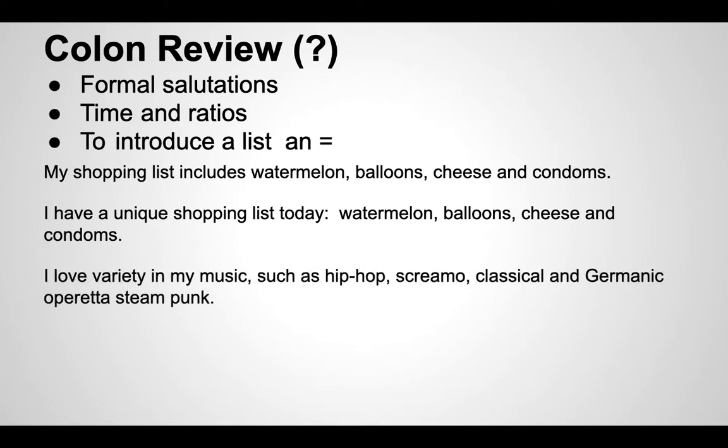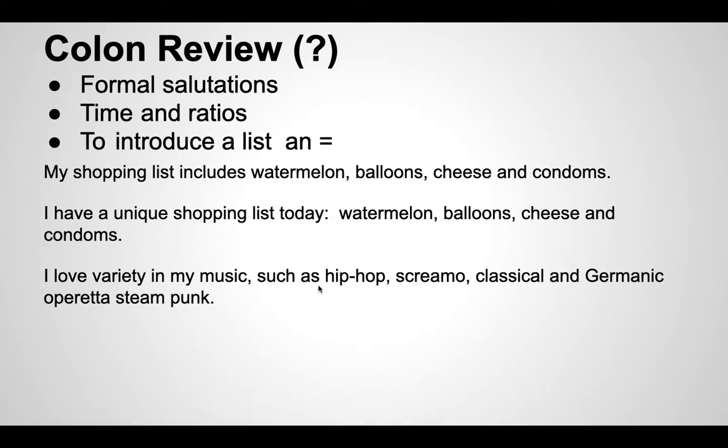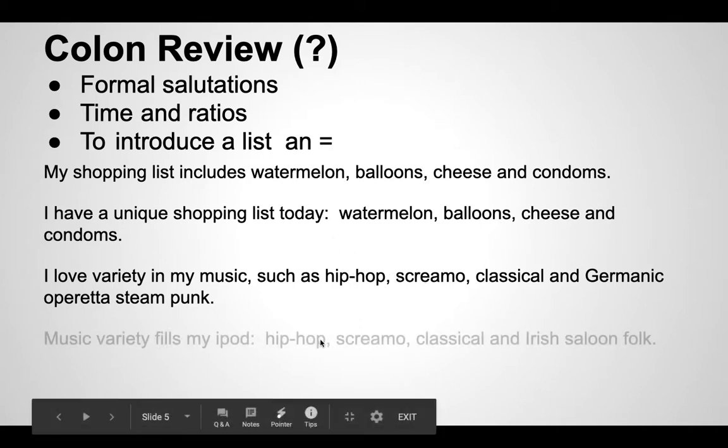I love variety music such as hip hop, screamo, classical, and Germanic operetta, steampunk. So the words includes and such as take the place of a colon. You don't need a colon after includes or such as because you've already used that link right there to introduce your list. The colon will take the place of it.